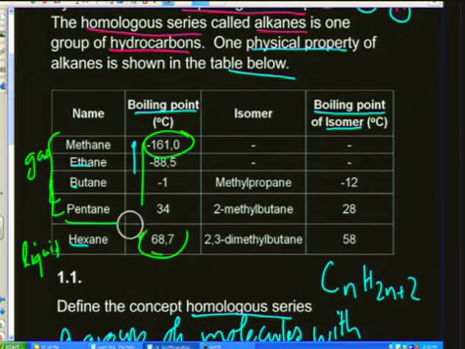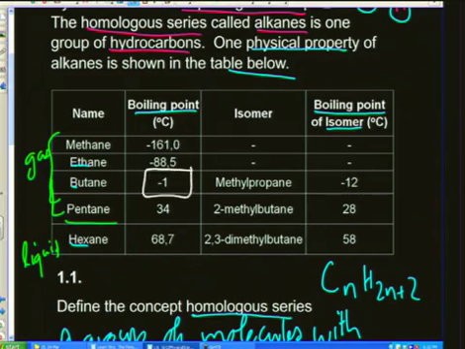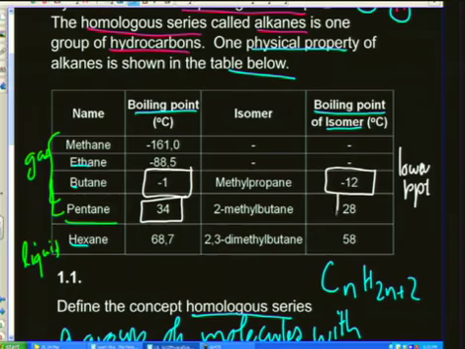I'm going to use an eraser just to take those off so we can get the data that we want. And we're looking back at the table and we're saying that butane has a boiling point of -1, whereas this one, methyl propane, has a boiling point of -12. We recognize that the isomer has a lower boiling point. Let's see if the trend happens again. Pentane, the straight chain, 34, 28. Interesting. It's still lower. What about 68 compared to 58?